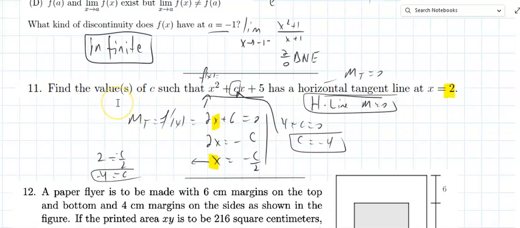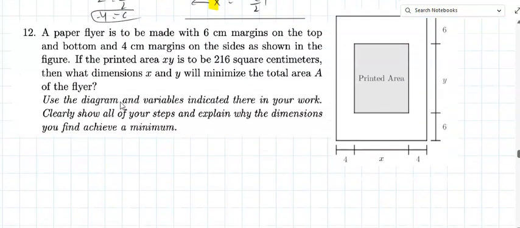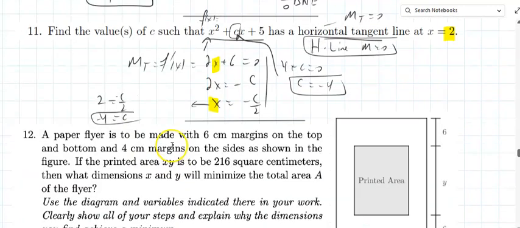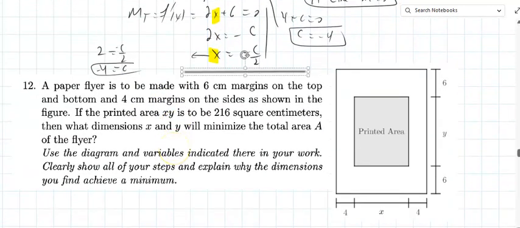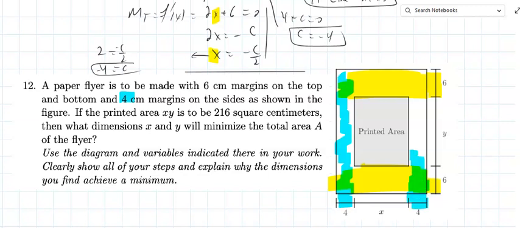Okay, we're going to start with the applications now. A paper flyer is to be made with 6 centimeter margins at the top and bottom, and 4 going left and right. So the printed area is right there.